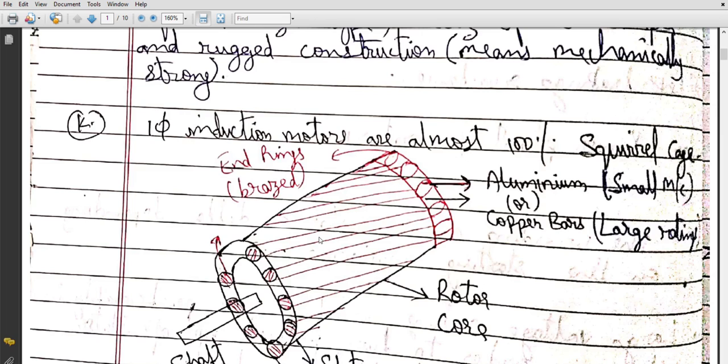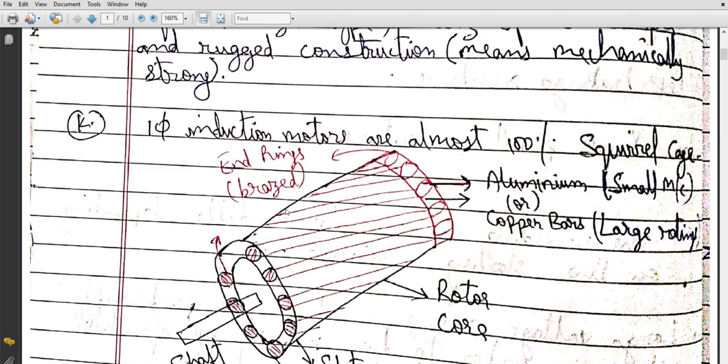Also this structure is mechanically very strong. Since there is no three-phase winding, there is no requirement of an expert to design those windings and allocate them in different slots so that the poles required on the stator could be generated. So there is no requirement of an expert for this. You can see mass production of this could be done. These are the advantages of using squirrel cage.